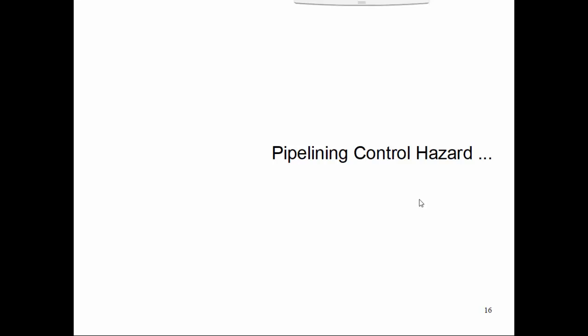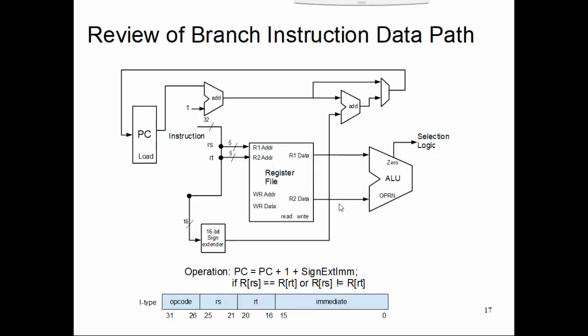Now let's talk about another kind of pipeline hazard, the control hazard, which is more complicated than the data hazard. So what is this control hazard? If we review the branch instruction data path, it looks like this. We are reviewing your BNE or BEQ data path. What we are doing there is, if my condition is met, then my target next instruction address would be the current PC value plus 1 plus the sign extension of the immediate.